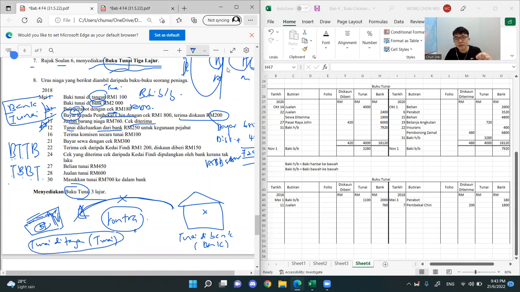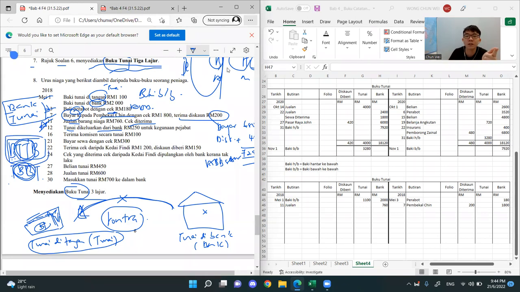So when it is done, the form of tangan, a form of tunai, then we need to use this method to record. BTTB. Right? Bank, tunai, tunai. So you look at the middle. If from bank to tunai, it will be TT in the middle. If it is from tunai to bank, then it will be BB in the middle. All right? So now it's from bank to tunai, right? So now my money is in tunai form, so I have to use this BTTB.